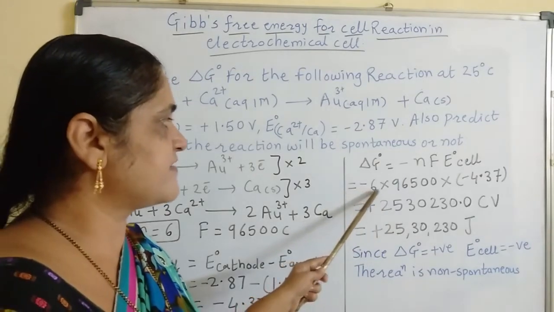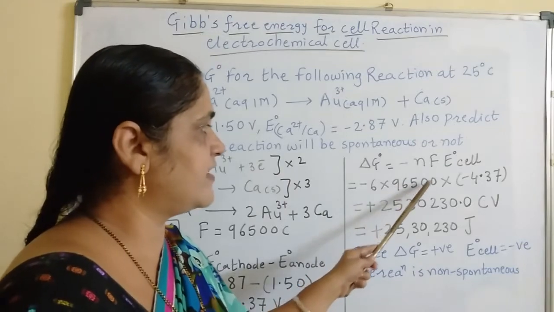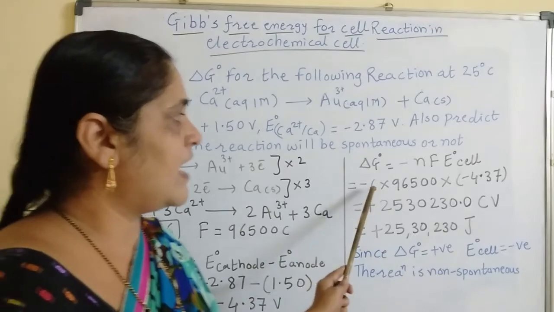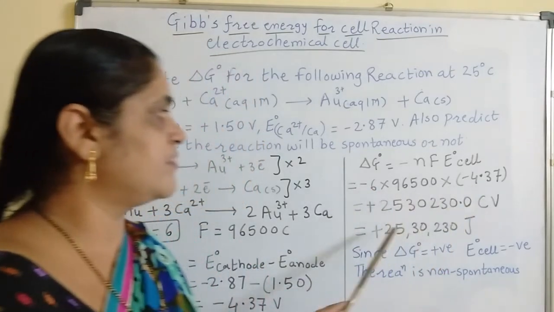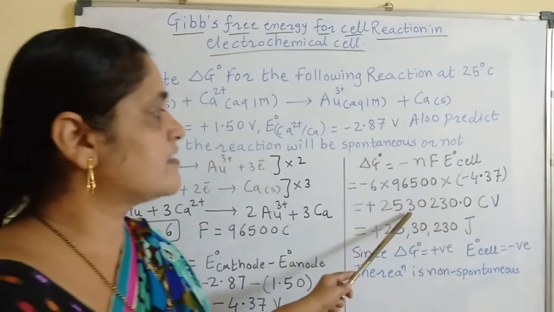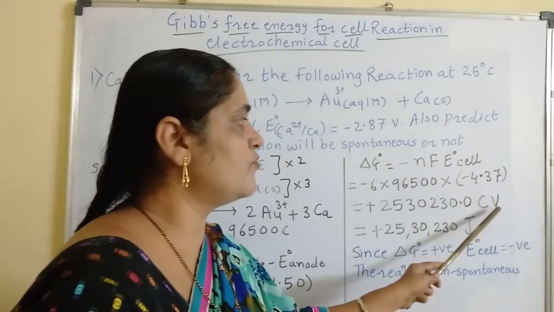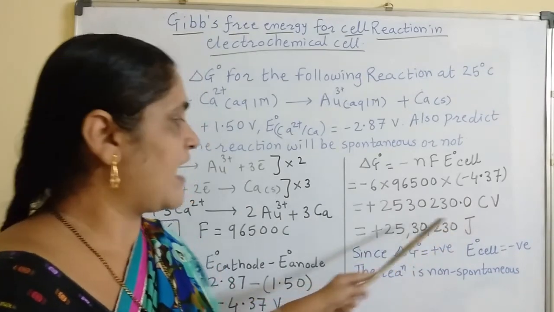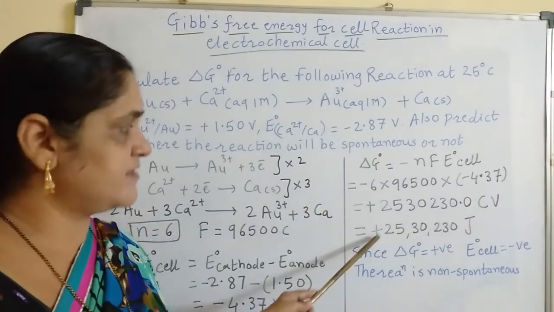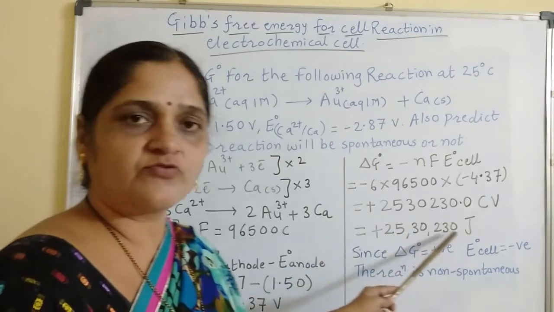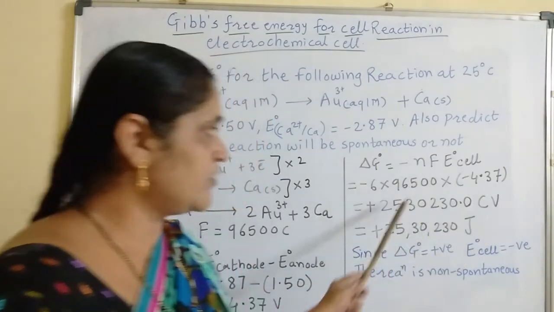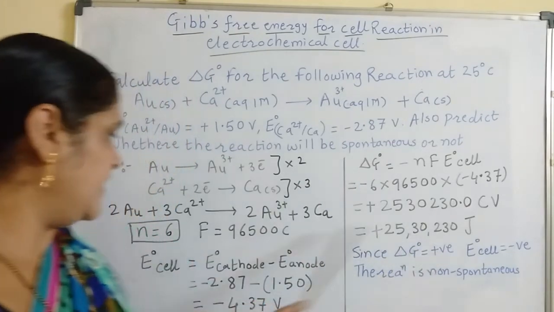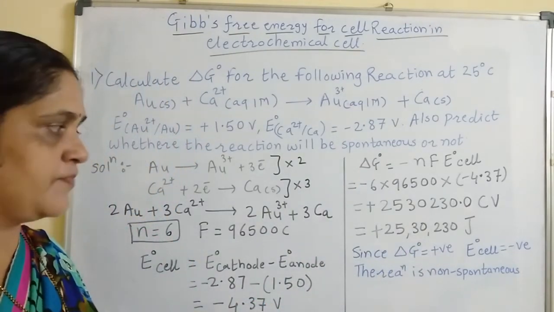So here we are going to put minus 6 into 96,500 into minus 4.37. Minus will become plus, and if you do the multiplication of all these numbers, then your answer will be 25,30,230 coulomb volt. This coulomb volt is nothing but equal to joules, and therefore the answer will be plus 25,30,230 joule. Now here you have got delta G value is positive while E naught cell value is negative.